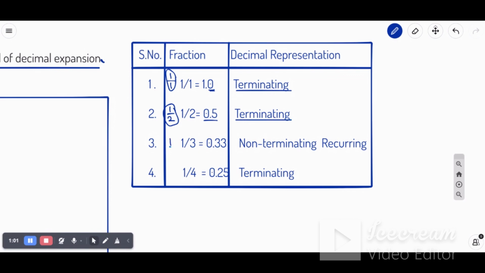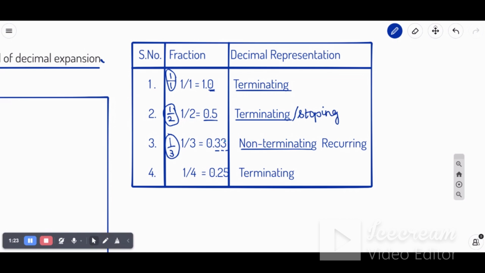Now let us take 1 divided by 3. If you divide 1 by 3, the division never ends. It keeps on going like 3, 3, 3, 3, 3. So this is called non-terminating. Terminating means stopping, and non-terminating means there is no stopping of this. It keeps on going. You can take the meaning like that.